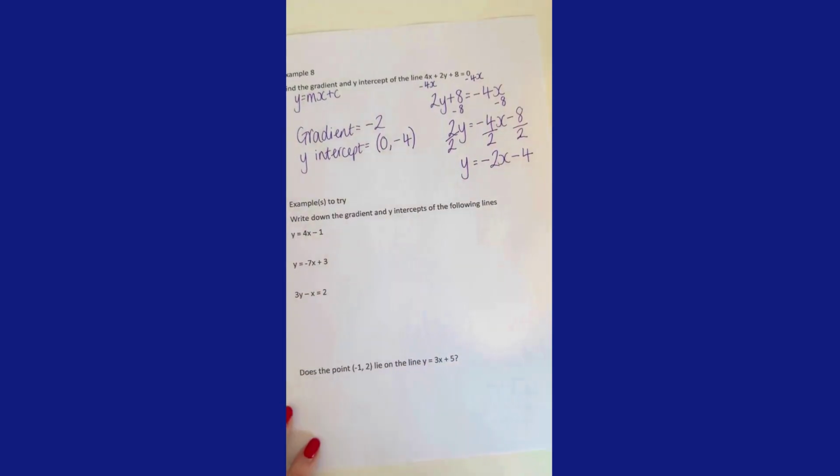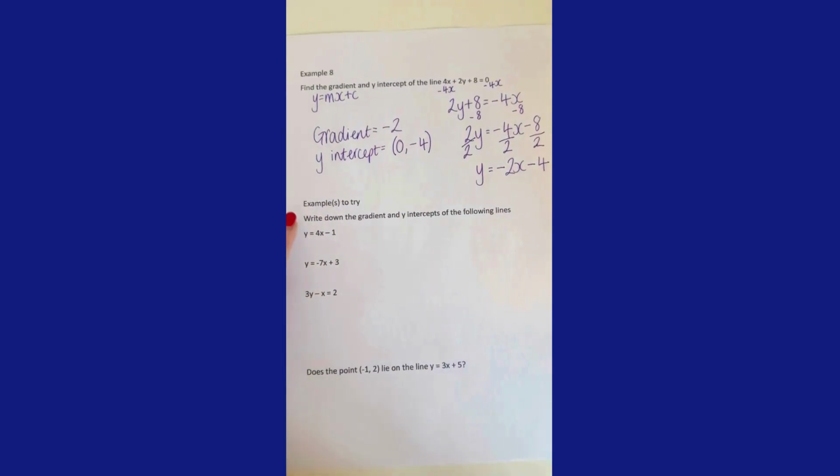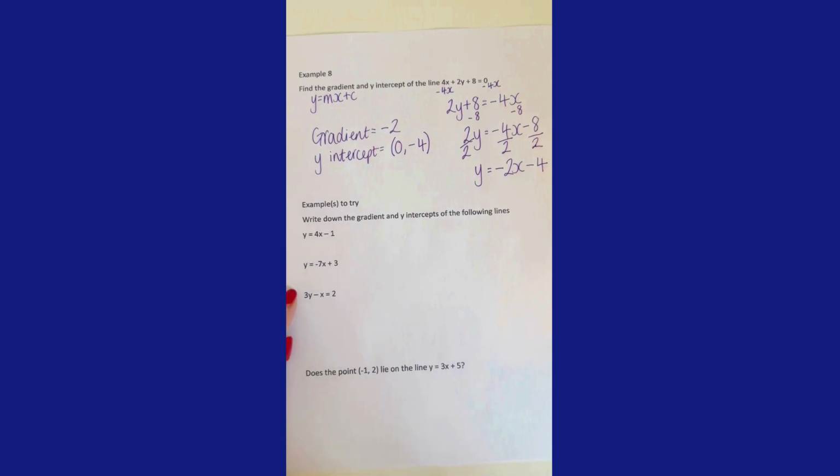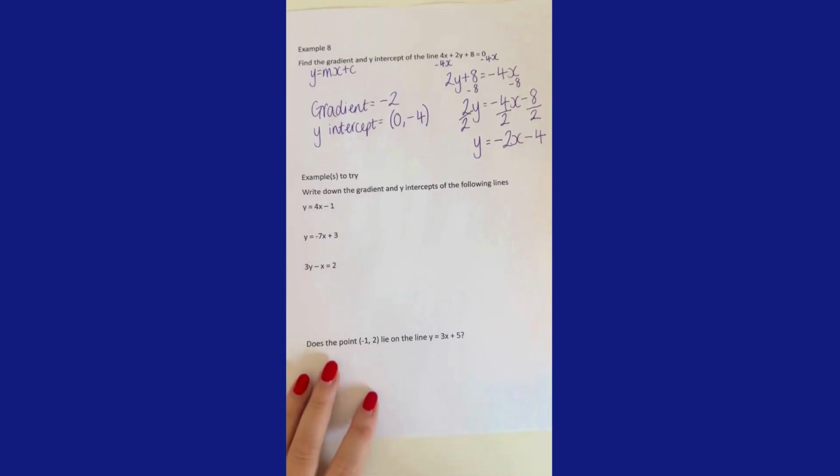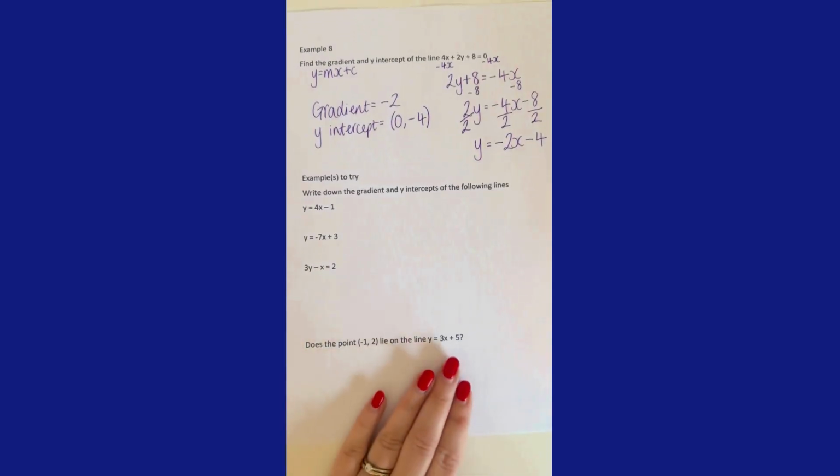Okay, there's 4 questions for you to have a go at here. The first 3 you're finding the gradient and the y-intercepts. This one you need to do some rearranging like we did for example 7 and 8. And then this one here you've got a coordinate and you need to figure out whether it lies on this line.